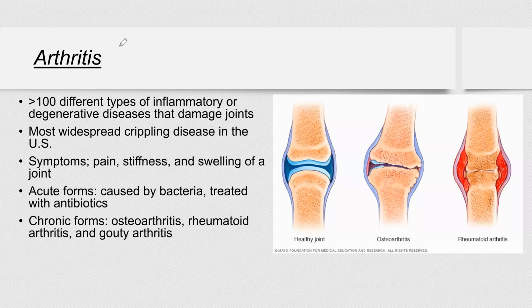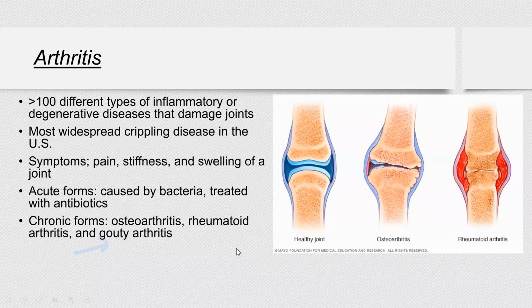Arthritis. Now, arthritis is an umbrella term for more than 100 different types of inflammatory or degenerative diseases that damage joints. Itis is inflammation and arth means joint, so it's inflammation of joint. It's the most widespread disease in the US. Symptoms include pain, stiffness, swelling. It can be acute forms caused by bacteria, for example, which we treat with antibiotics, or it can be chronic forms. Chronic forms include osteoarthritis, rheumatoid arthritis, and Gouty arthritis.